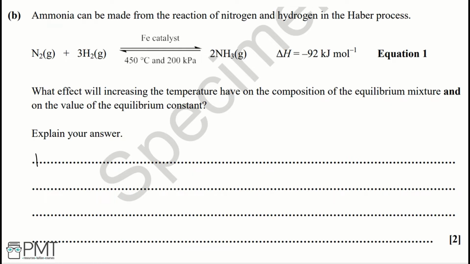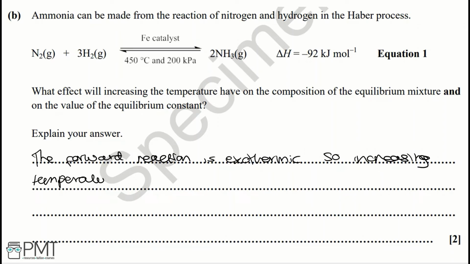So, firstly, we need to look at the effect on increasing temperature. So, increasing temperature, we need to look at if the equilibrium is exo or endothermic in the forwards direction. And the forwards reaction is exothermic. We know this because our delta H, or our enthalpy value, is negative. If it was positive, it would be endothermic, but it's negative, so it's exothermic. And that means if we increase the temperature, the reaction is going to favour the backwards reaction, or the endothermic direction.